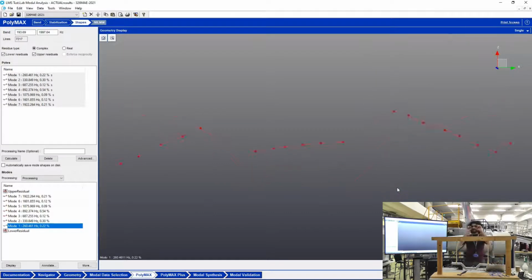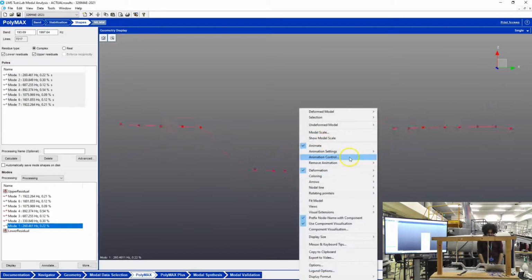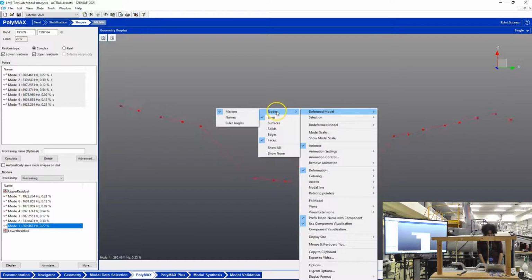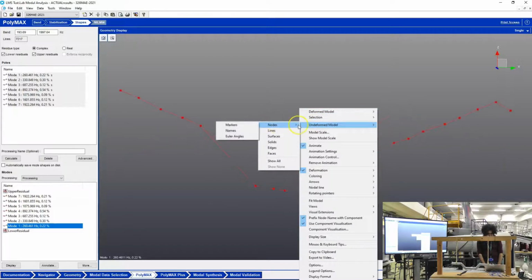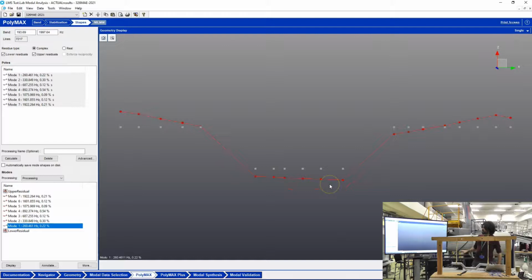So this is my first vibration. As you can see, there are nodes. I'm going to show you what the nodes are. Now these gray ones are the undeformed nodes of the structure. These red ones are the deformed shape that's also vibrating. As you can see, this point, which is node 5, at 260 Hertz, is not moving.